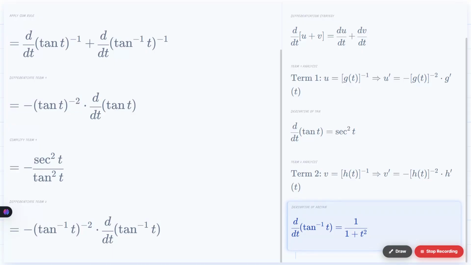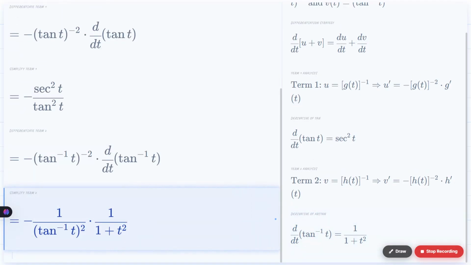We find that the derivative of arctan is 1 divided by 1 plus squared. We do this to replace the d/dt of arctan with its actual value. This is a standard math rule for arctangent. We simplify the second term to -1 divided by the quantity arctan squared times 1 divided by 1 plus squared. We do this to write the part clearly. We are multiplying the two parts together.